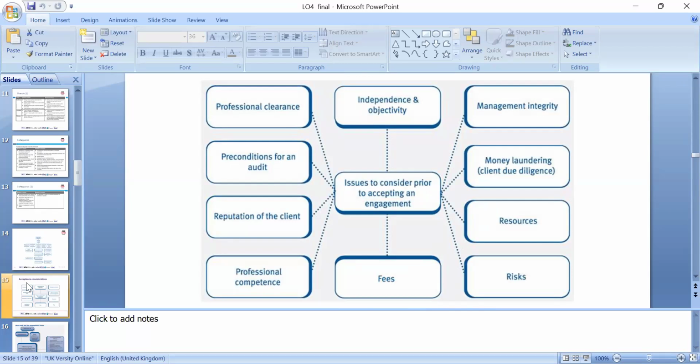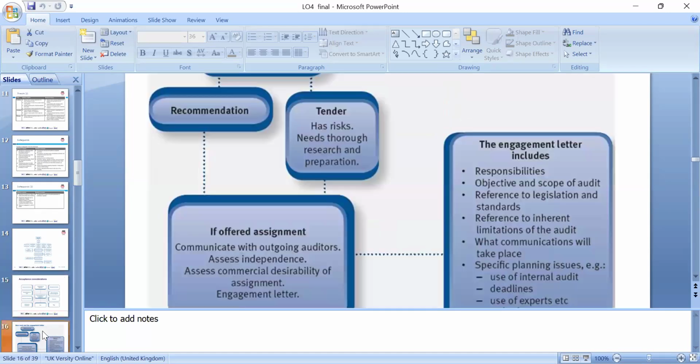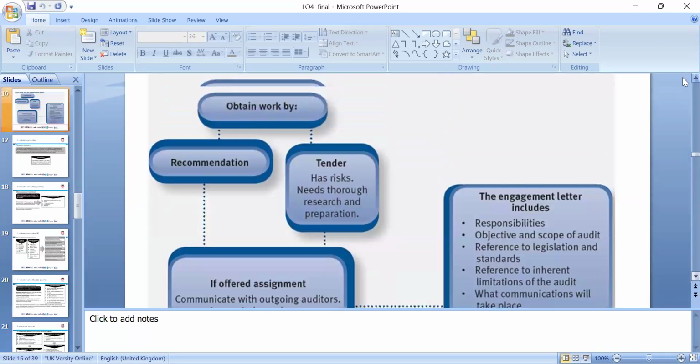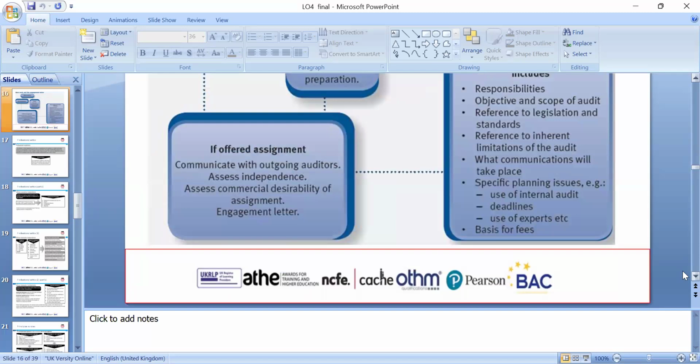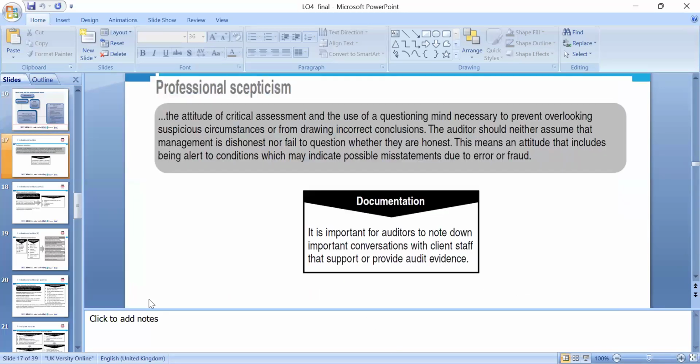Issues to consider prior to accepting an engagement: professional clearance, preconditions of an audit, reputation of the client, professional competencies. We can look at the risk. Risk means the probability or chance, money laundering, client due diligence, management, and the fees. So we need to be in line with these. Next, new work: engagement letters, recommendations, tenders, responsibilities, objectivity, standards, deadlines, experts, basis of the fees, and the offered assignment benefit, without going into detail, except independence, so it does not depend just on the sake of a heavy fee.